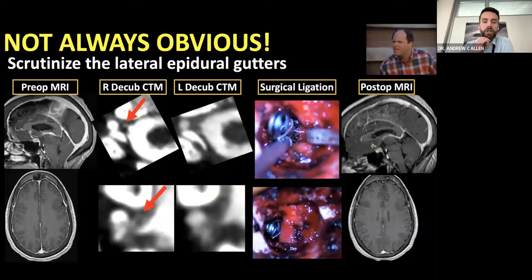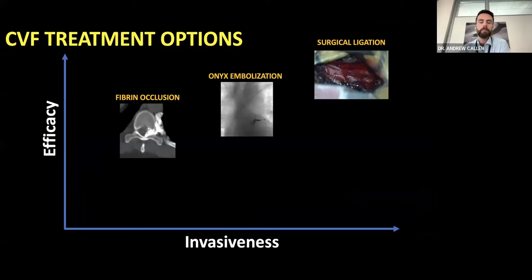I mentioned that these fistulas are not always so obvious. It's not always a hyperdense paraspinal vein. This tiny fistula right here in the lateral epidural gutter draining into the venous plexus was just so subtle and could be easily missed. But when clipped, you could see dramatic resolution in the brain findings here. So remember to scrutinize those lateral epidural gutters when looking for these fistulas. It's not always a big, juicy paraspinal vein.